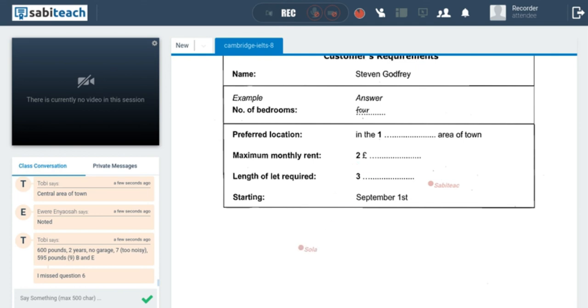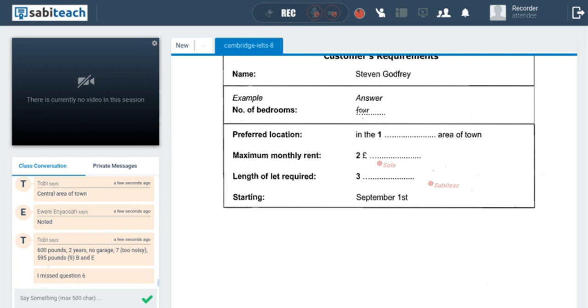All right, so that's 600. So now, what you need to know about this is, he says they can't go beyond £600. You already have the pound symbol attached to question 2. So the correct answer is 600.